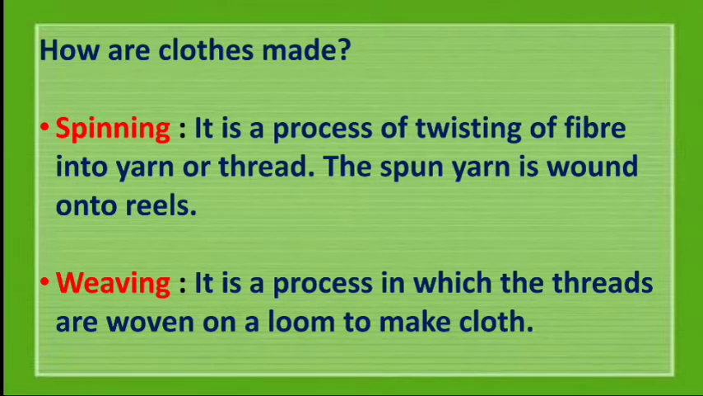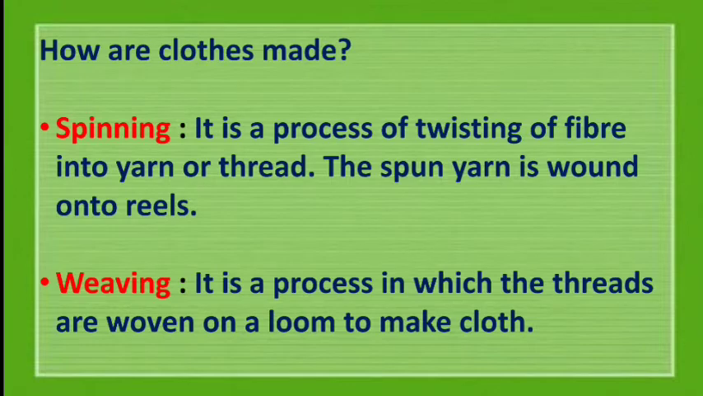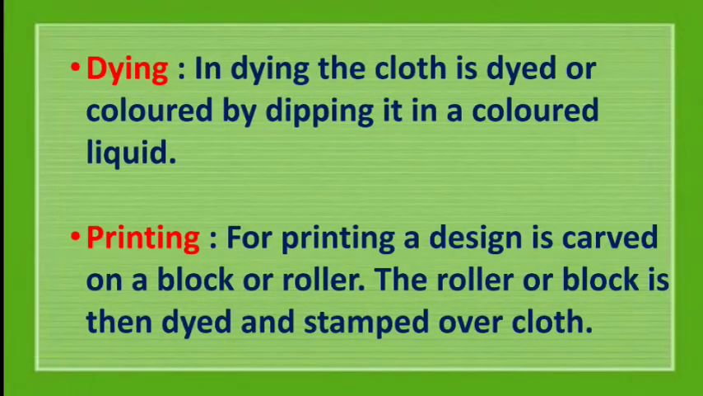The second step is weaving. Weaving is a process in which the threads are woven on a loom to make cloth. This can be done by hand, which is called hand loom, or by machines. The third step is dyeing. The cloth is dyed or colored by dipping it in a colored liquid and boiling the liquid. Then it is dried to make the cloth colorful.